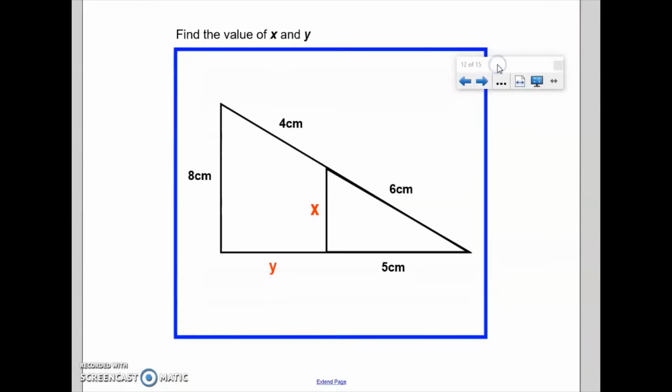This is the third challenge question, and again, I'd like you to pause the video, show me some working out, and see if you can find the value of both x and y.